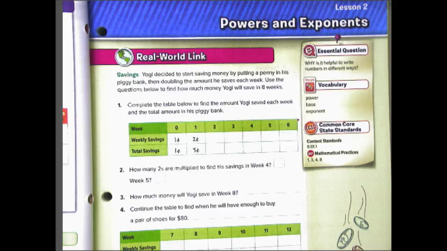Today we will begin Lesson 2, Powers and Exponents. We've already put a foldable in our math journal to get us started with powers and exponents, so this should be a fairly simple lesson.